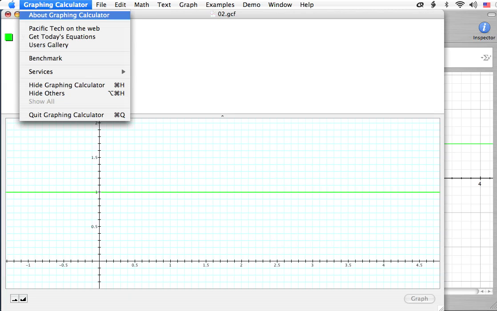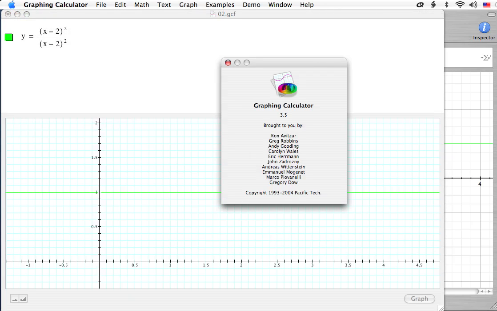Let me tell you a little bit about this graphing calculator. This is called Graphing Calculator from Pacific Tech. And it's a calculator that's available both for Macs and PCs. So if you've been looking at all these Apple graphing videos and saying, geez, I wish there was something for PCs, well, this is it.